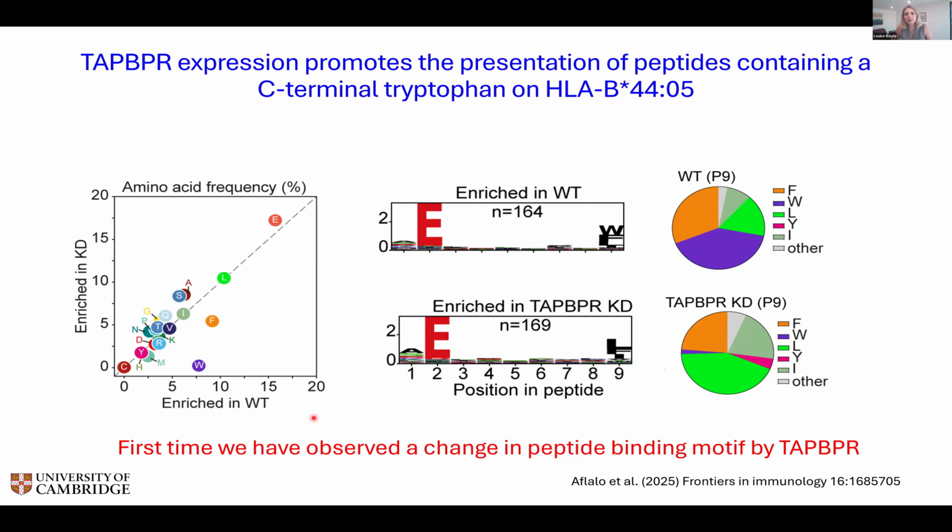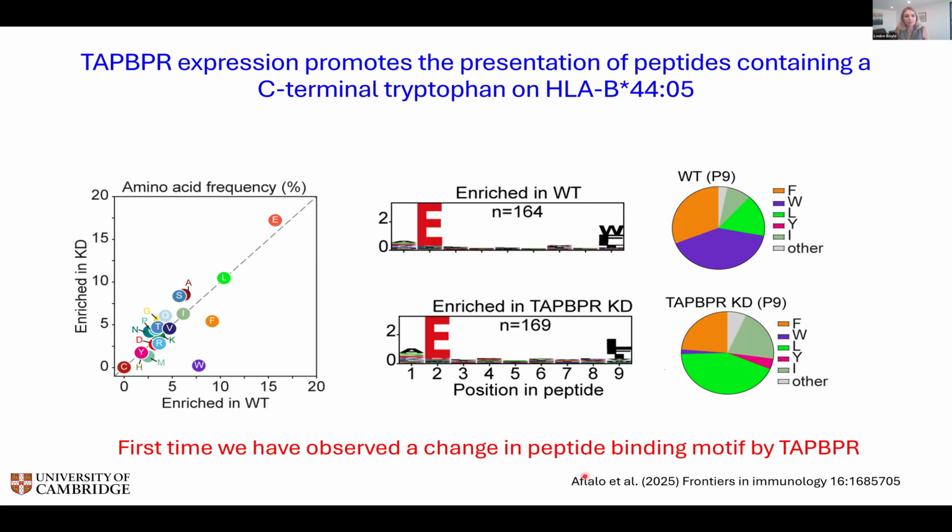Now for B4405, what we noticed when we looked at the immunopeptidomes is that there was an enrichment in tryptophan residues in the peptides that were enriched in wild type cells compared to the TAPBPR knockout cells. And when we did seq logo analysis, this revealed that this tryptophan residue was frequently found at the C terminus of peptides loaded onto B4405 in the presence of TAPBPR, but that this tryptophan residue was largely absent from peptides that were enhanced in the absence of TAPBPR.